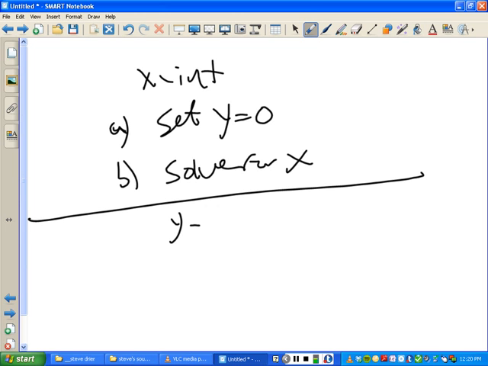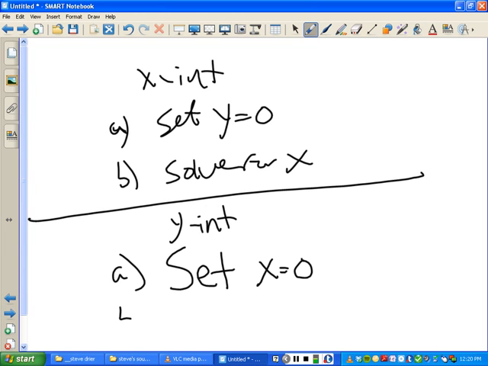To find the Y-intercept, set X equal to 0. Solve for Y.